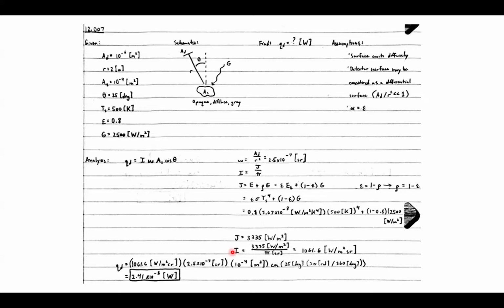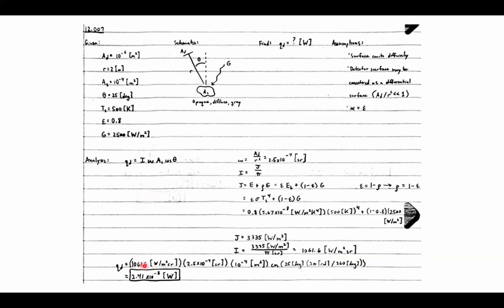Then the next part is to solve for the total spectral intensity. We get 1.0616 kilowatts per square meter steradian. And so we have the area of the radiating surface. We have the angle between the normal components of each surface. And so now we have everything we need to solve for the radiation heat transfer rate.